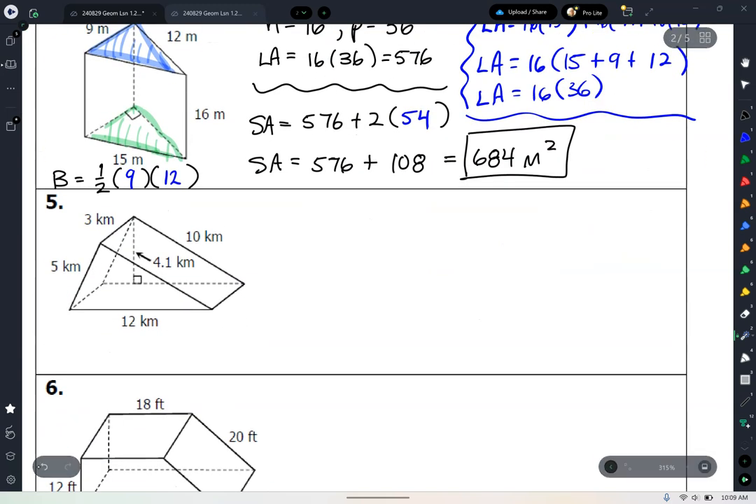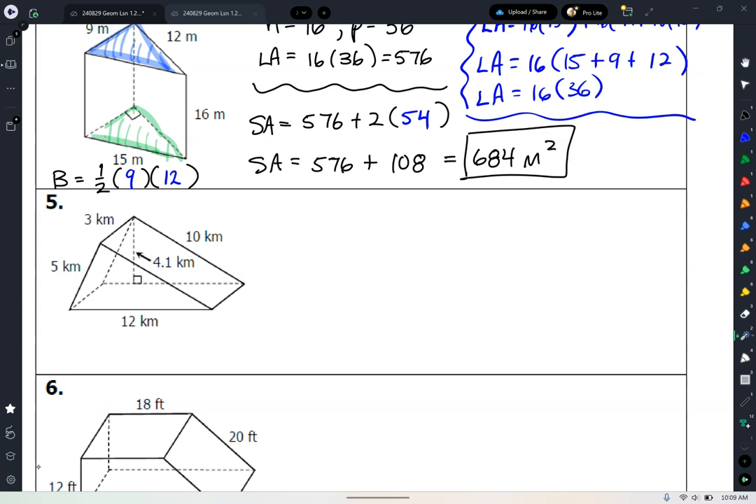Let's try number 5. So what kind of a shape do we have here in number 5? Tell your neighbor right now what kind of a shape we have here in number 5. What kind of a solid do we have here? All right, we're going to say it out loud as a class. In 3, 2, 1, this is a triangular prism. Hey, we just did one like that, didn't we?